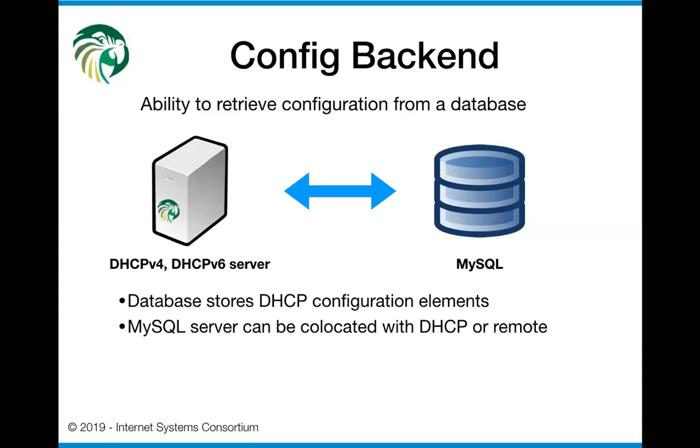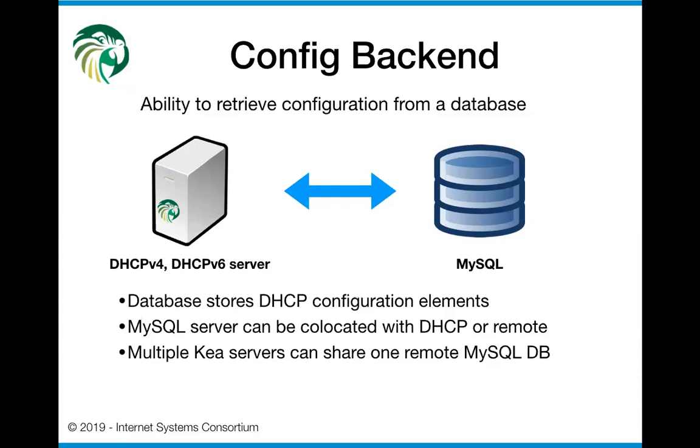The MySQL server can be co-located with a DHCP server, so it can be running both the Kea DHCP v4 server and the MySQL server, or it can be remote. So you can have multiple Kea servers sharing one remote MySQL database. In this way, you can have multiple systems reading from that single database and able to get very specific configurations to themselves instead of just one globally shared configuration.